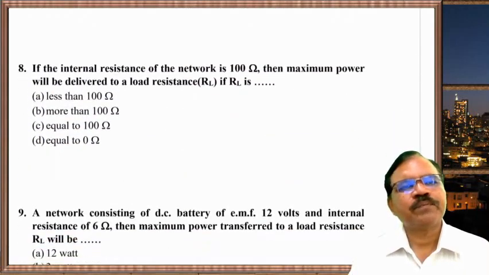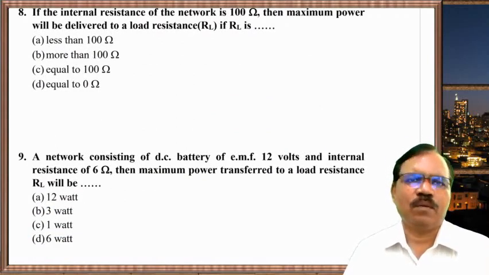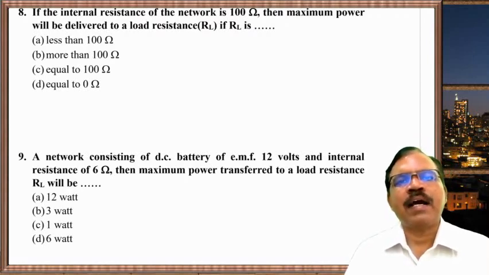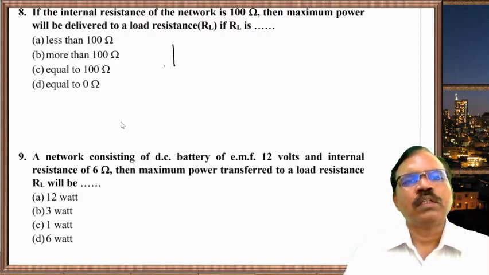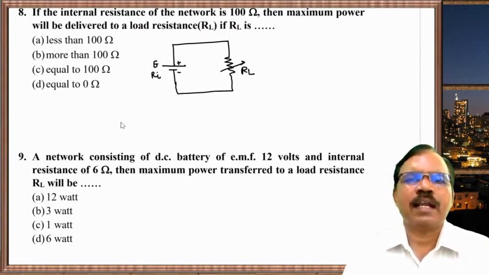Now next one, if the internal resistance of the network is 100 ohm, then the maximum power will be delivered to load resistance RL if RL is. So here suppose this is source of EMF E and internal resistance Ri, and we have load resistance connected across this. Let us take this as RL.